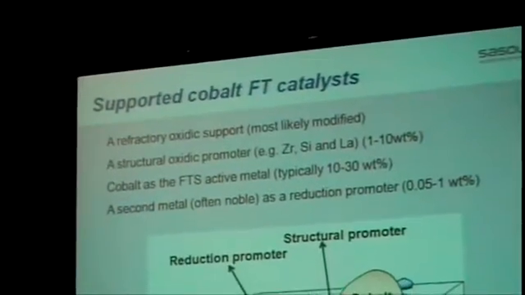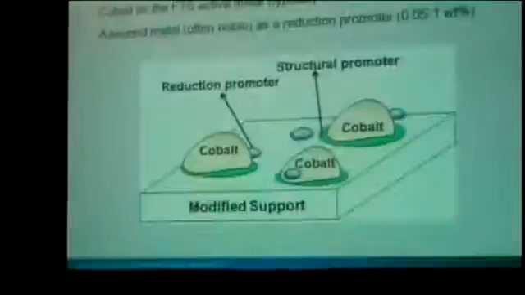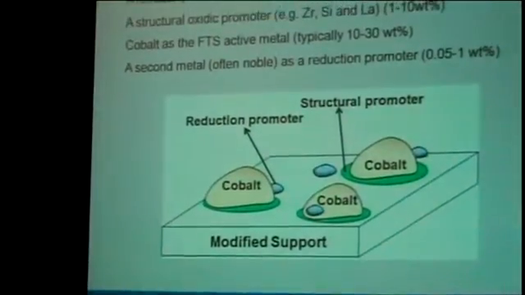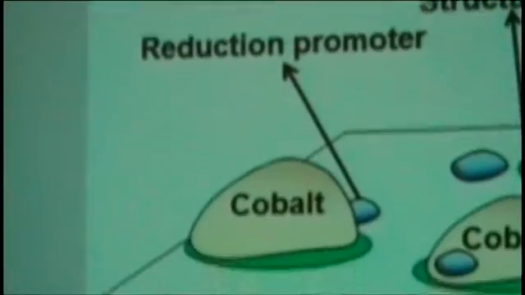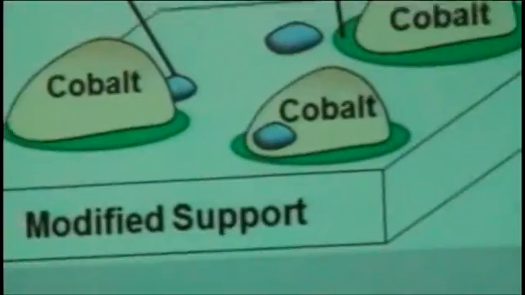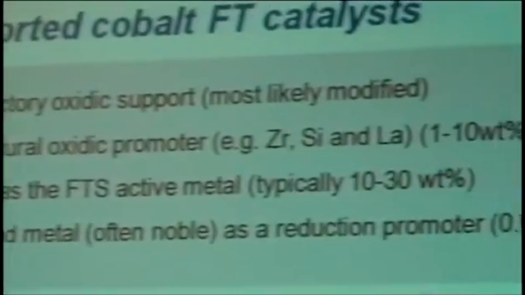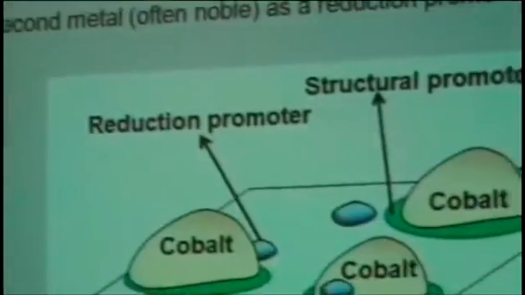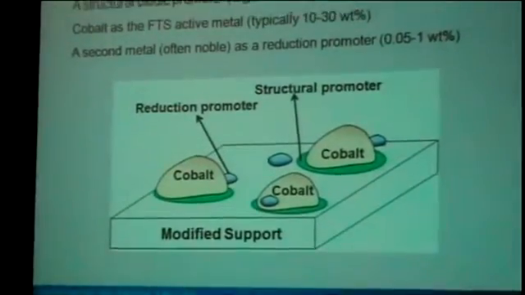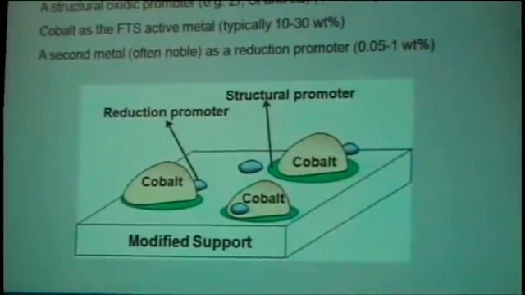So we talk about supported cobalt catalysts. This is just an easy diagram for a catalyst like that. Of course, it's supported. The support is often modified with a structural promoter or modifier. Then the cobalt is present as distinct cobalt crystallites. And often reduction promoters are present in this catalyst, assisting with the reduction of the cobalt oxide to the cobalt metal. And of course, what you want is these cobalt crystallites having the correct crystallite size, and they should be distributed as evenly as possible.